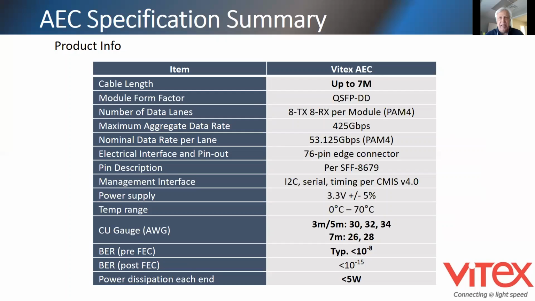You can look at some of the gauges here, but basically we're looking at anywhere between 34 and 26 AWG, and we have a slide at the end if you're interested in the specific gauge as per length or per data rate of the cables.